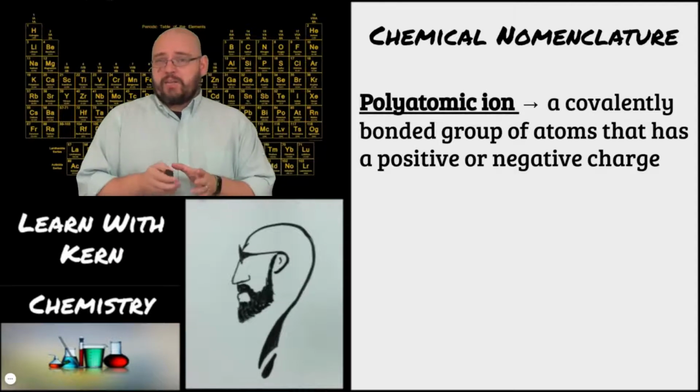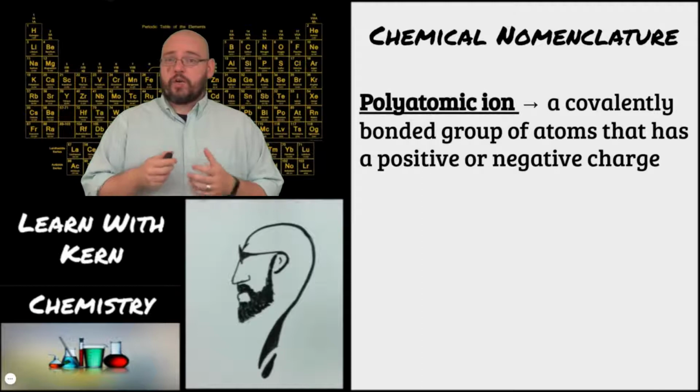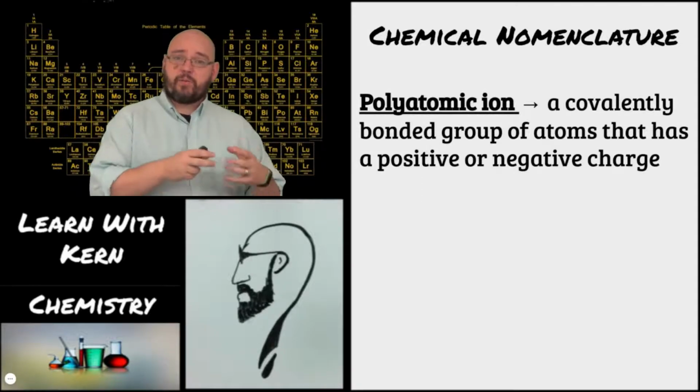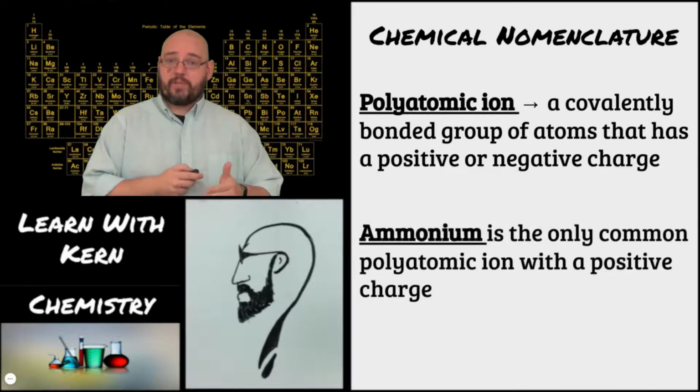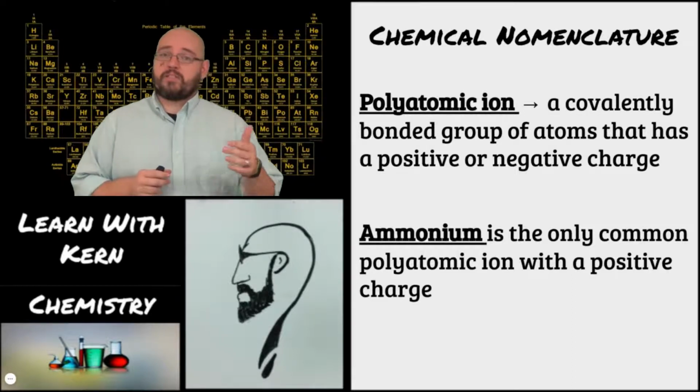What you need to understand, though, is that almost all polyatomic ions are negative. So they're always going to be anions, and they combine with a metal ion. An exception to that is ammonium. Ammonium is the only common polyatomic ion that has a positive charge.